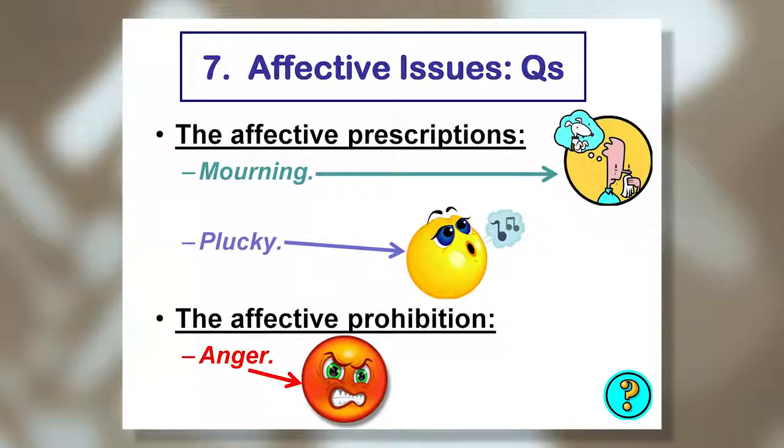The 7th area is affective prescriptions and prohibitions. People with disabilities are expected to be either in mourning, because disability is seen as a loss, you must be mourning the loss, or if you're not, you go all the way the other way and you're seen as being plucky, always cheerful, always smiling. What you're not expected to be is angry, because that denotes that you haven't adjusted, whatever that is, to disability, and you have a chip on your shoulder.